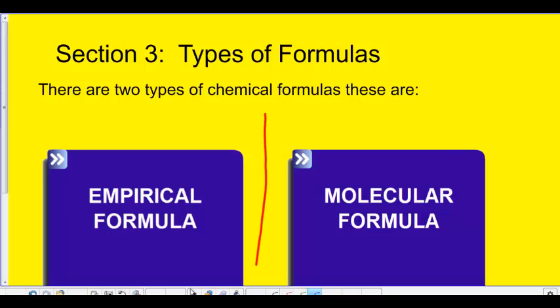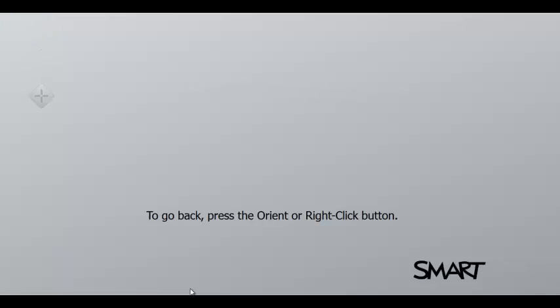So an empirical formula, which I abbreviate EOFO, only because it's fun. Okay? My smart board's a little misaligned here. Let me just align it real quick. Sorry about that.